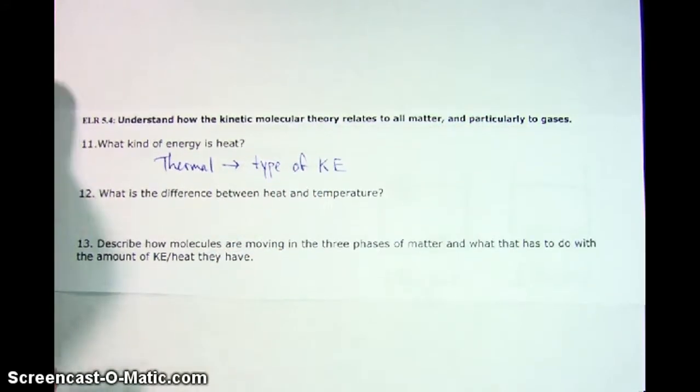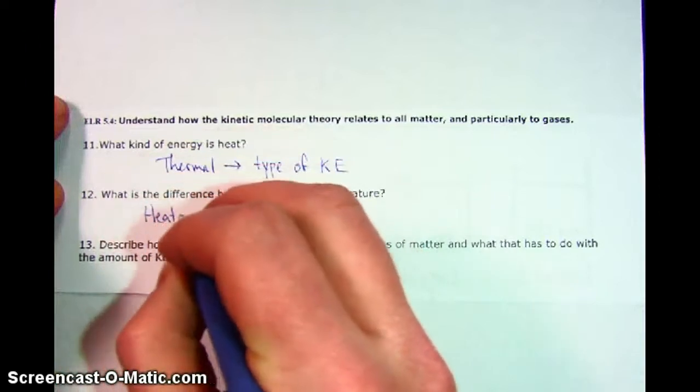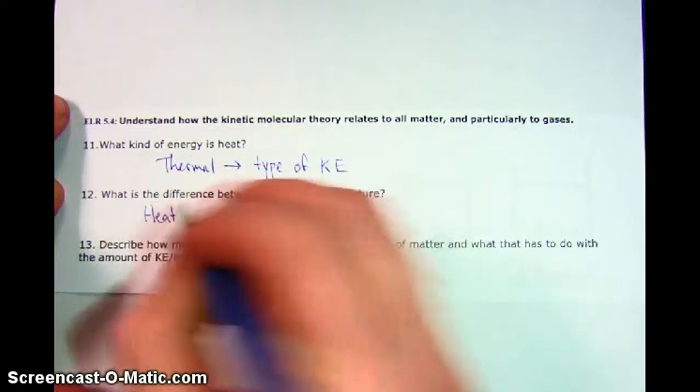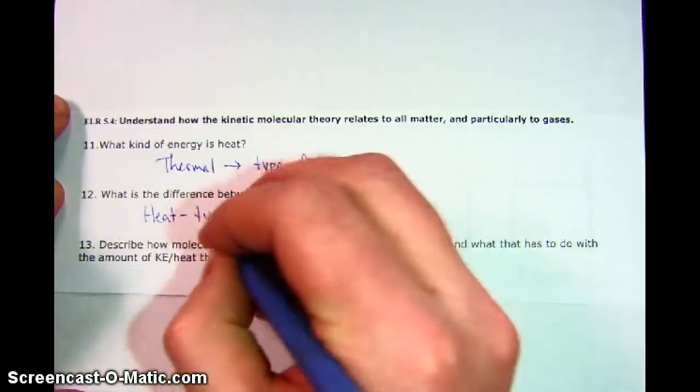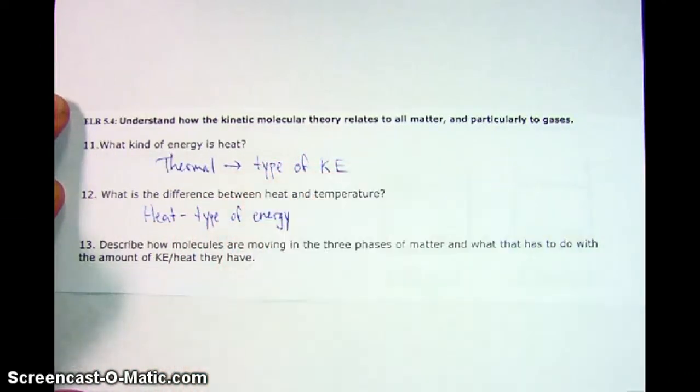Number 12. What is the difference between heat and temperature? Well, heat, that is when particles are moving. It's a type of energy. And when you add heat to something, you are adding energy to something. Kind of like when we did the poker chips in class, you can have more or less of it. It's something that can be given up to another location. I always think of it a lot like money.